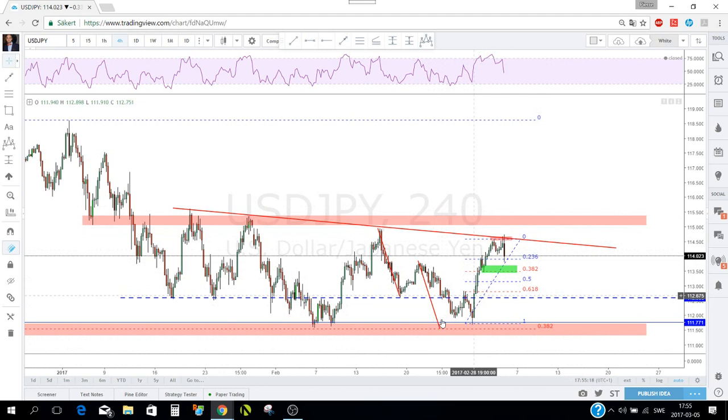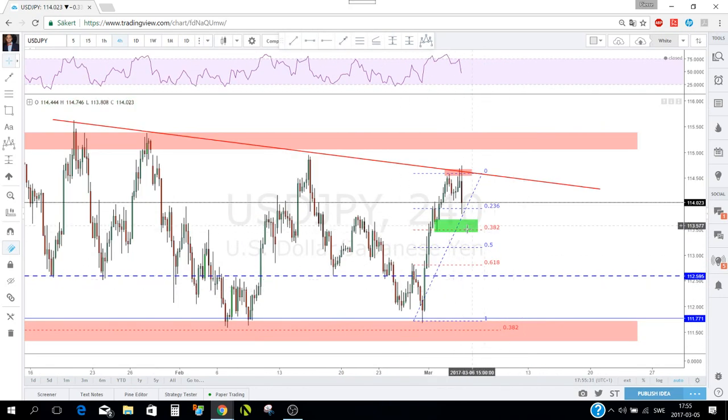So for those of you who think we have a new high higher than this high now and want to trade a trend continuation, look at this area back down here and see how price will react.